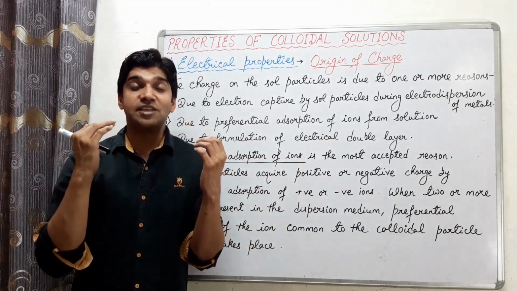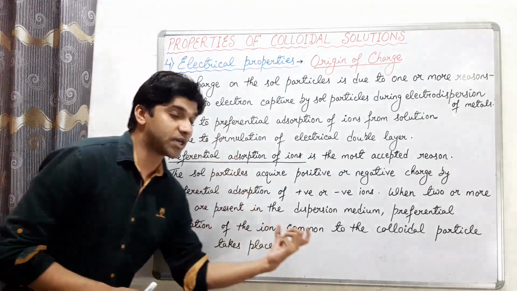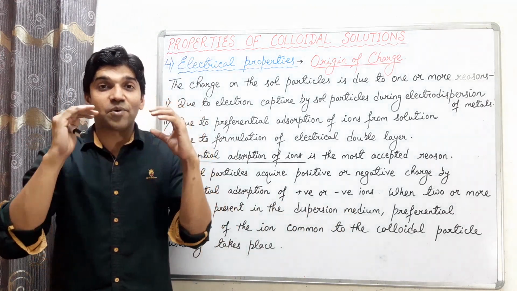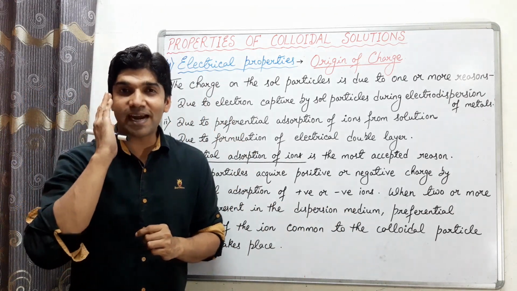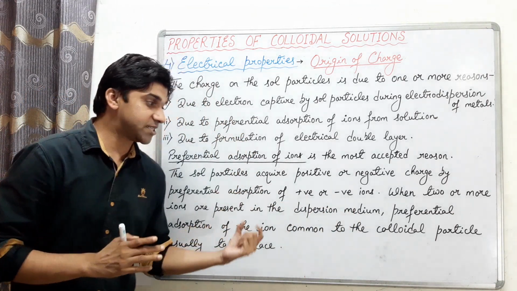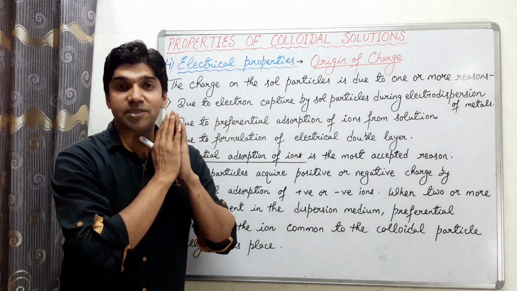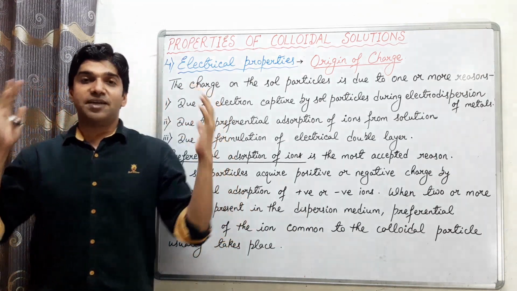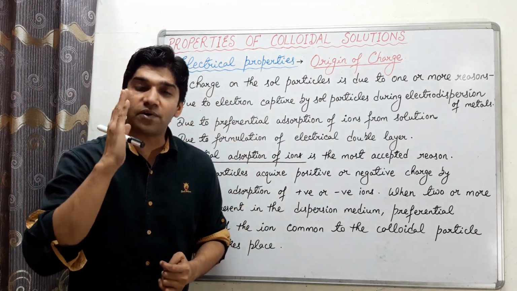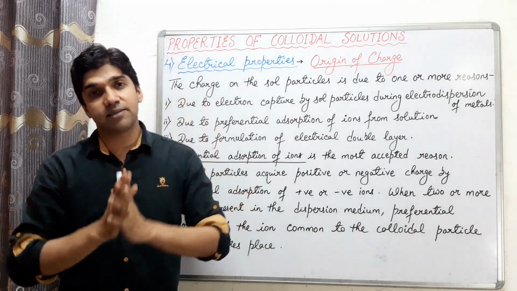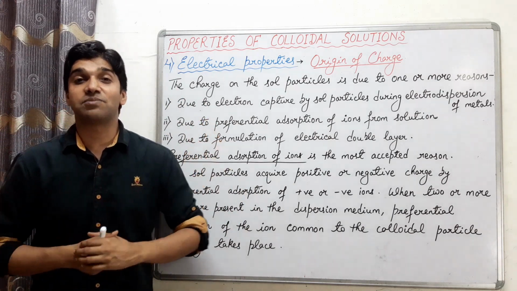Now the question arises, which ion will get preferred to get adsorbed? The ion which is common to the colloidal particles. When there is more than one type of ion present in the solution, then that ion will get preferentially adsorbed which is common to the colloidal particle. The ion that is common to both, the particles of the dispersed phase and the particles of the dispersion medium. When some ion is common to both, that ion gets preferentially adsorbed on the sol particles. That is the preferential adsorption of ions from the solution.